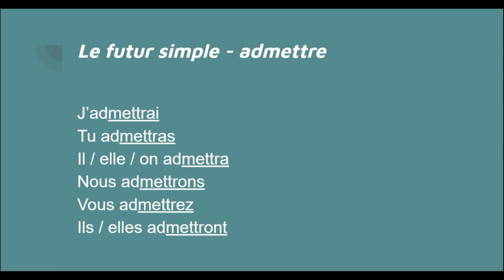In a similar way, le futur simple of the verb admettre, to admit, is j'admettrai, tu admettras, il, elle, on admettra, nous admettrons, vous admettrez, ils, elles admettront. And here you might notice that in this case we use the J apostrophe instead of J-E, je. That's simply because admettre starts with a vowel versus mettre, which started with a consonant. So whenever we're conjugating a verb starting with a vowel, je becomes J apostrophe.